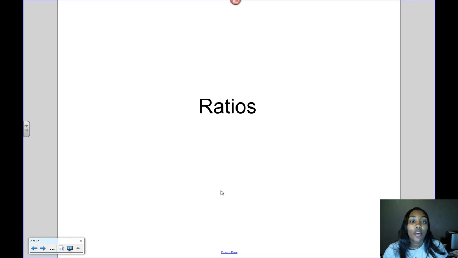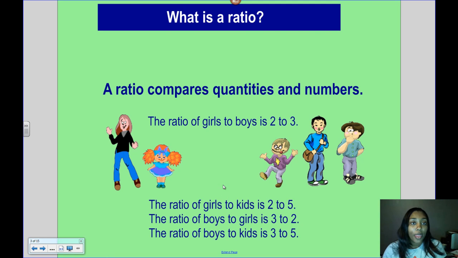So today's video is about ratios. The first thing we'll learn about is what is a ratio. Well, a ratio is a comparison of quantities and numbers. So a ratio compares quantities and numbers.